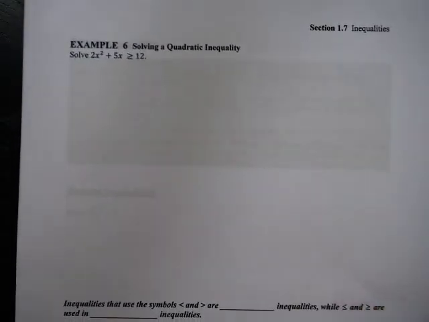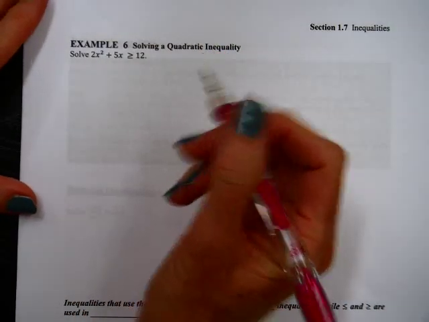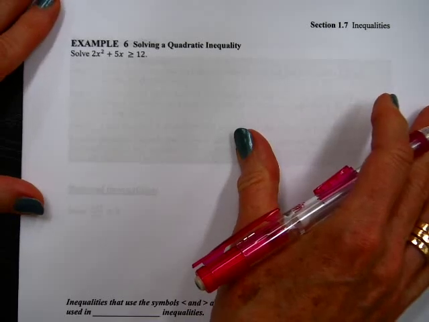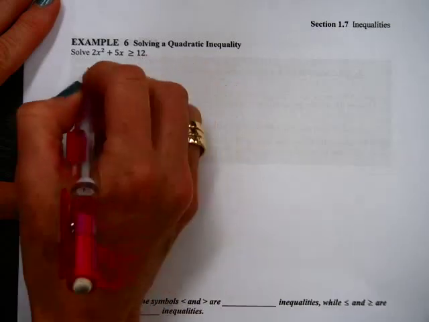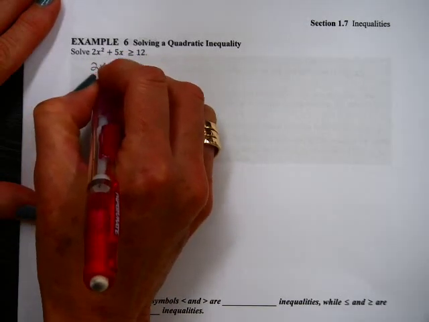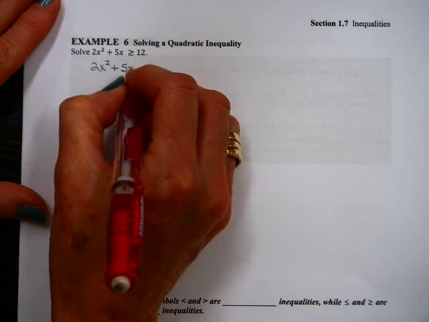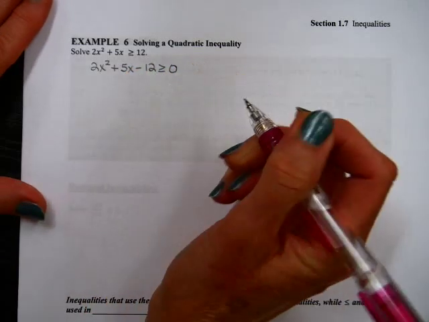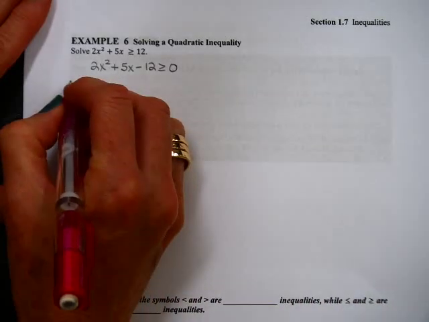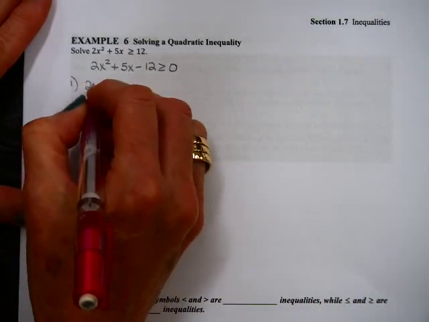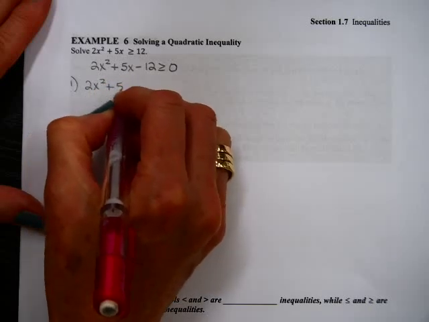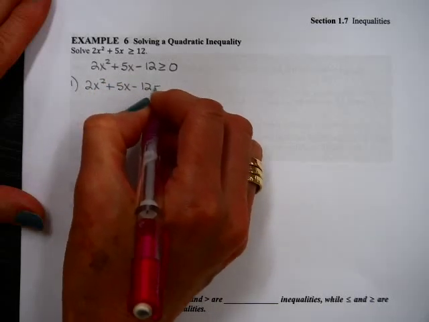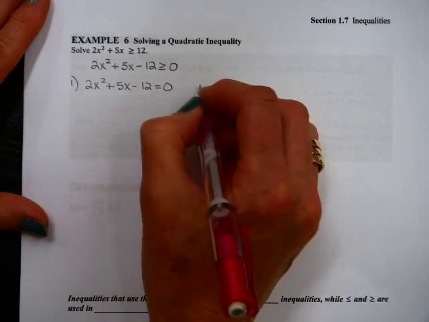All right, let's look at another inequality. 2x squared plus 5x is greater than or equal to 12. All right, the first thing you've got to do is make sure it's in standard form. It is not. So we've got to put it in standard form. 2x squared plus 5x minus 12 is greater than or equal to 0. So now we're going to solve the quadratic equation that is associated with this one to get our critical numbers.